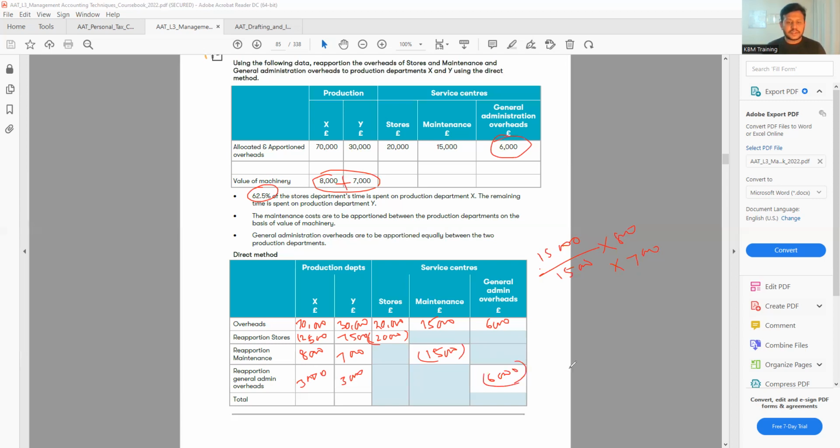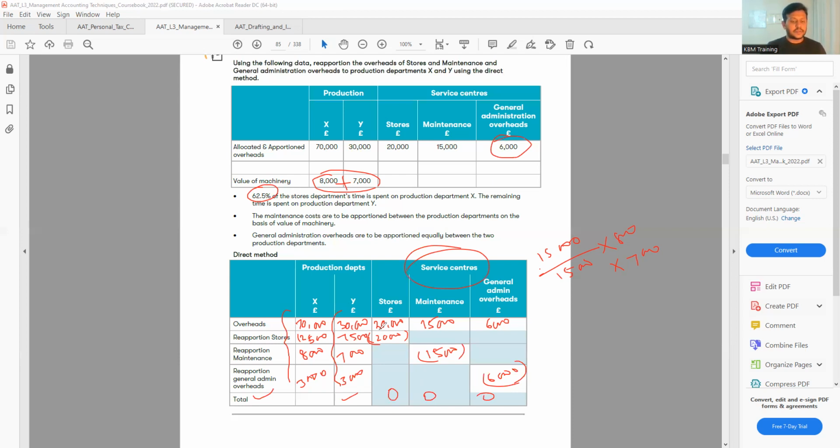That's it. So that means now my new production cost for the X, we added all of this, that will be the total. And for the Y, we added all of this, it will be the total. And this will be now 0, 0, 0. There is no more service cost here. So we reapportion all the service cost to the production department.